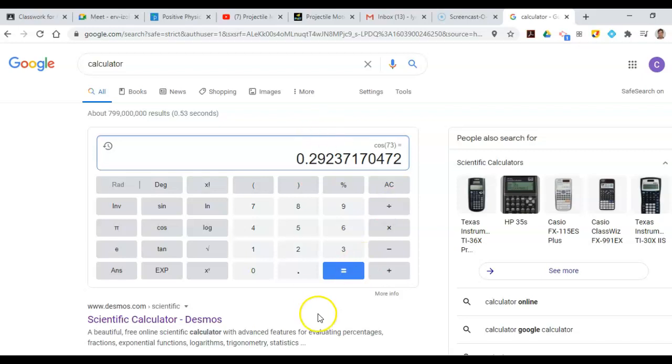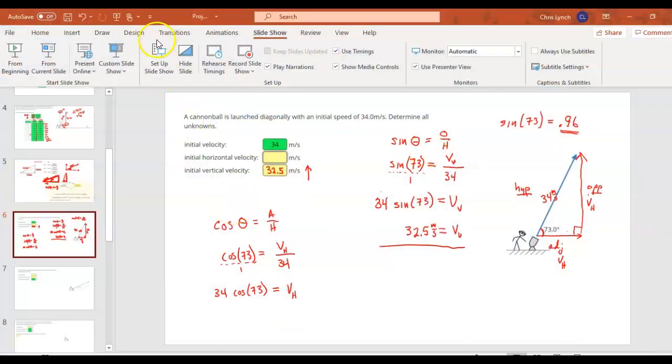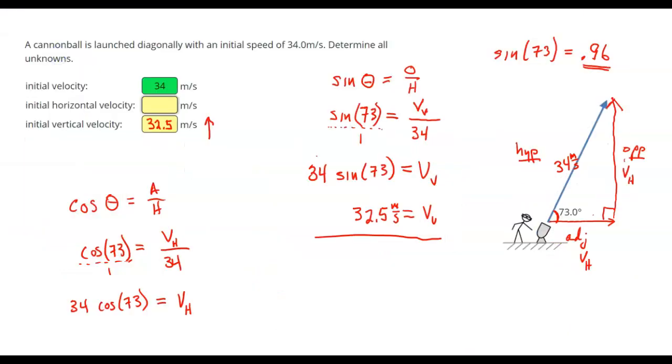Okay, so let's go back to our problem and write down our answers. We plugged into our calculator 34 cos 73, and we got 9.94 meters per second. So that is our horizontal velocity. This sideways velocity here is 9.94 meters per second. That's not going to change because it's purely horizontal. Gravity does not affect this velocity.